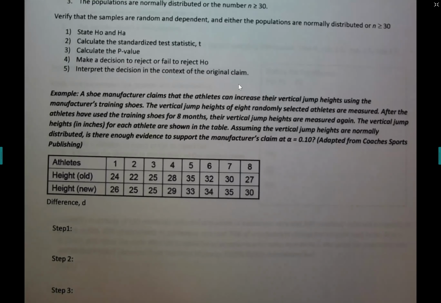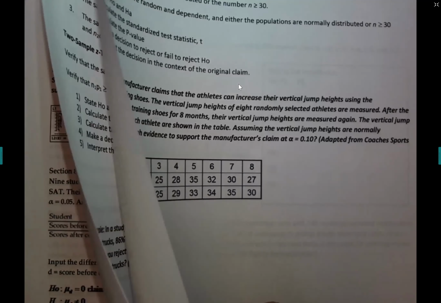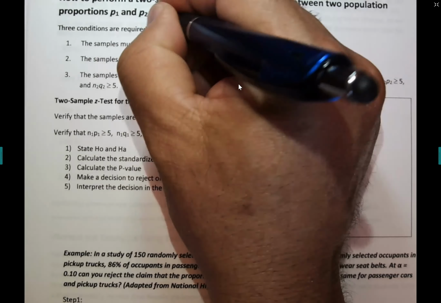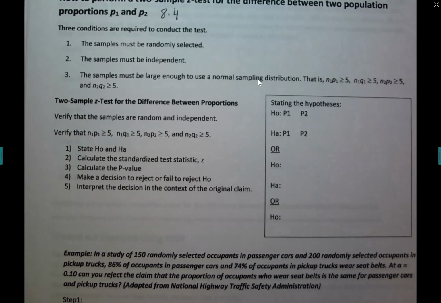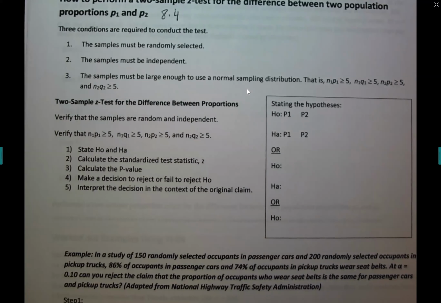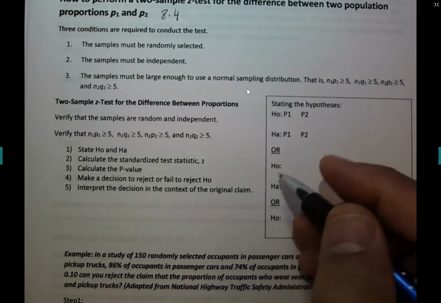So I'm just going to take you right away to Section 8.4. All right, watch. This is about the proportions, not the means anymore. So the first two sections deal with the means, the difference between two means. Now this is going to be a difference between two proportions. And guys, stating the null and alternative hypotheses is not going to be any different.